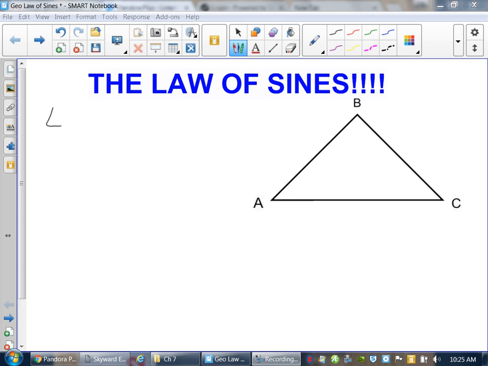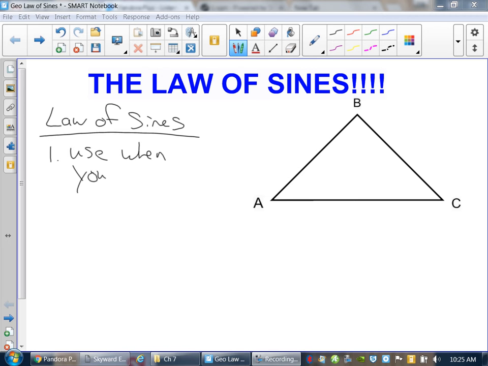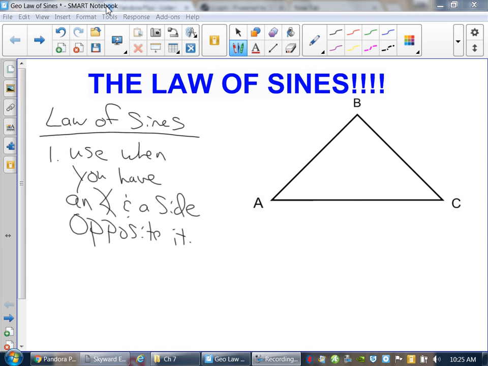Here, law of sines. You use it when you have an angle and a side opposite it. Okay? So if you have an angle and a side opposite that angle that's given to you, you can use what's called the law of sines to figure everything else out.